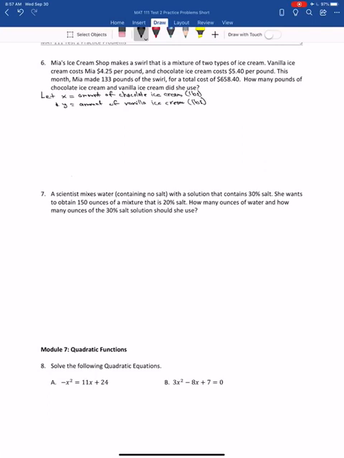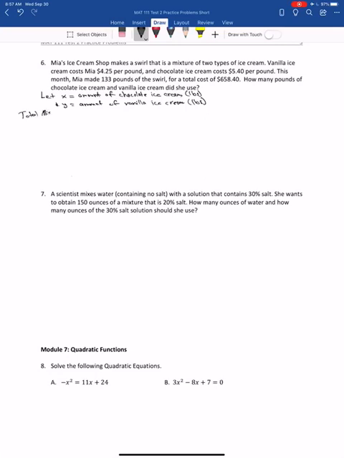So when I use two variables, I've got to create two equations using these two variables. I've got to create a system to solve it. So let's figure out how we're going to create our two equations. One thing we had in this problem is the total mix. It says Mia wants to make 133 pounds of this swirl. So we have two types of ice cream, chocolate and vanilla, that are going to make this 133 pound swirl. Let's go ahead and write down our total mix equation.